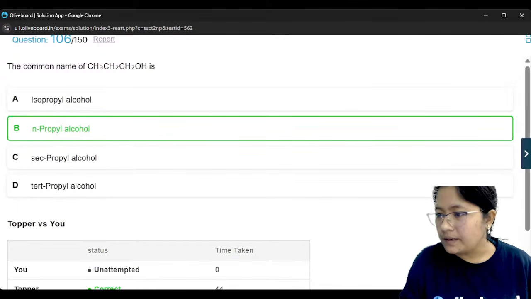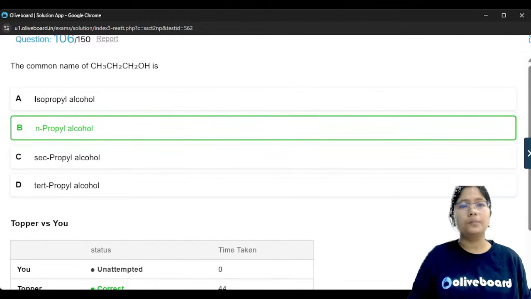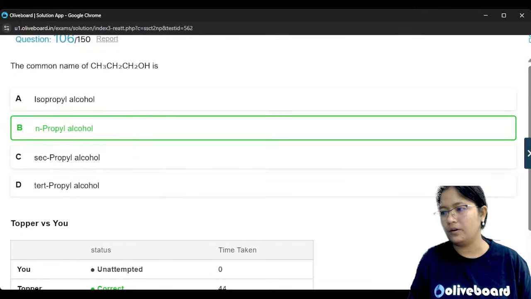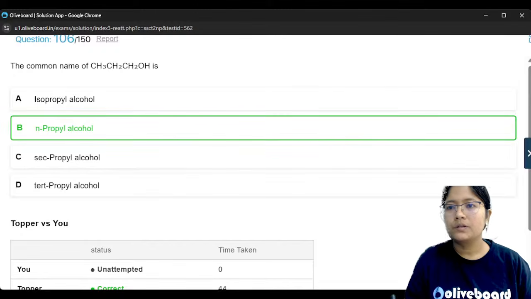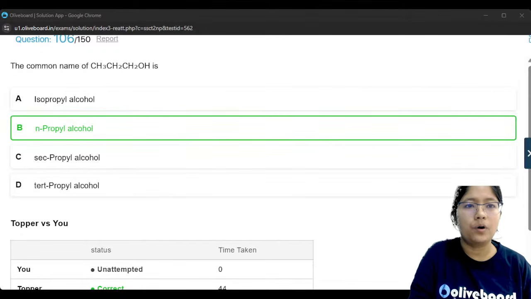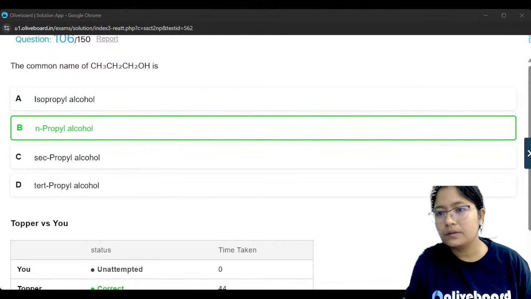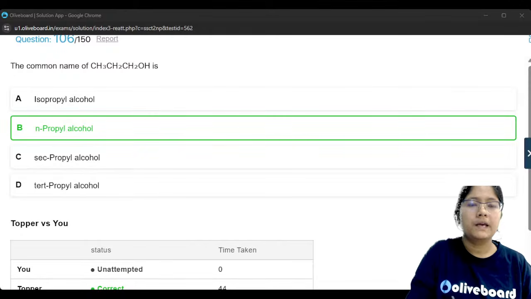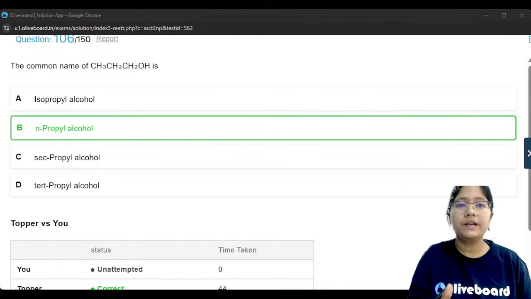Okay, so let us begin. Yes, thank you, Tanu, for confirming. So the first question here is the common name of, I will read along as well, so you will not face any difficulty. The first question is the common name of CH3, CH2, CH2OH. So how will you find out the common name?